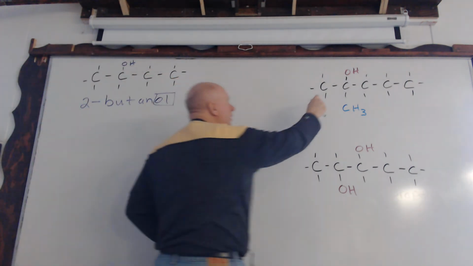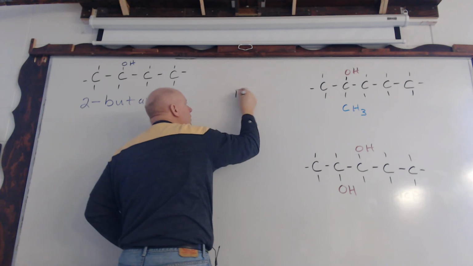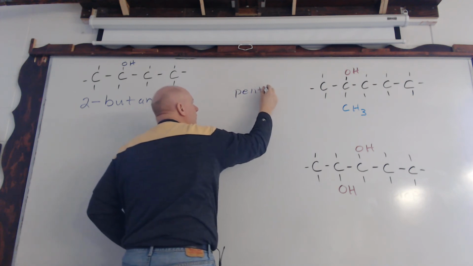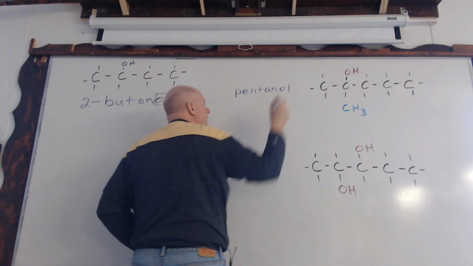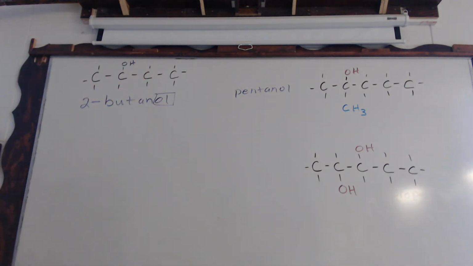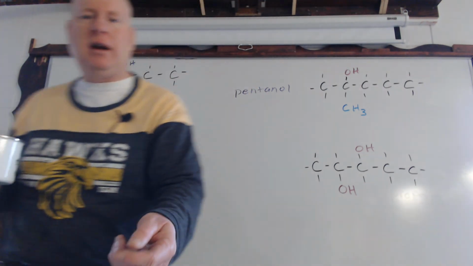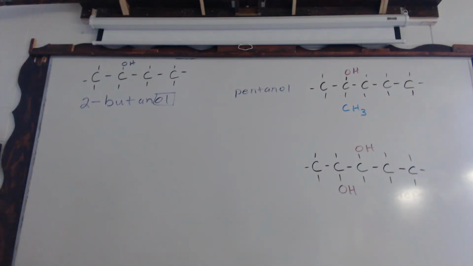All right, so here, 1, 2, 3, 4, 5, parent chain, still pentanol, okay? But here, notice we have a derivative branching off the parent chain. That's why it's written in blue. I don't know if that really shows up on, yeah, I guess you can tell that on the computer.